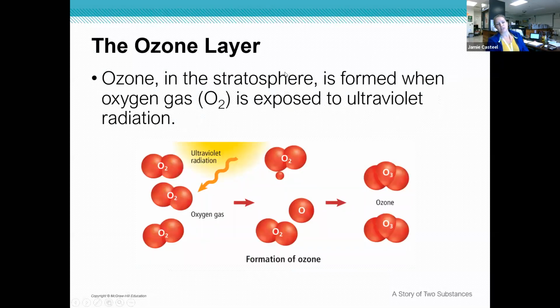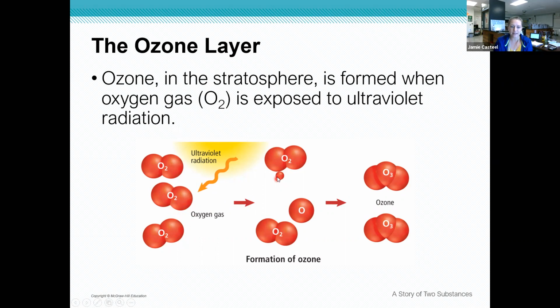Ozone in the stratosphere is formed when oxygen, which is normally in our atmosphere, is exposed to that UV radiation. So here are my normal little oxygens, right? UV light from the sun comes in and hits them. What happens? You see this arrow? That means change has occurred.